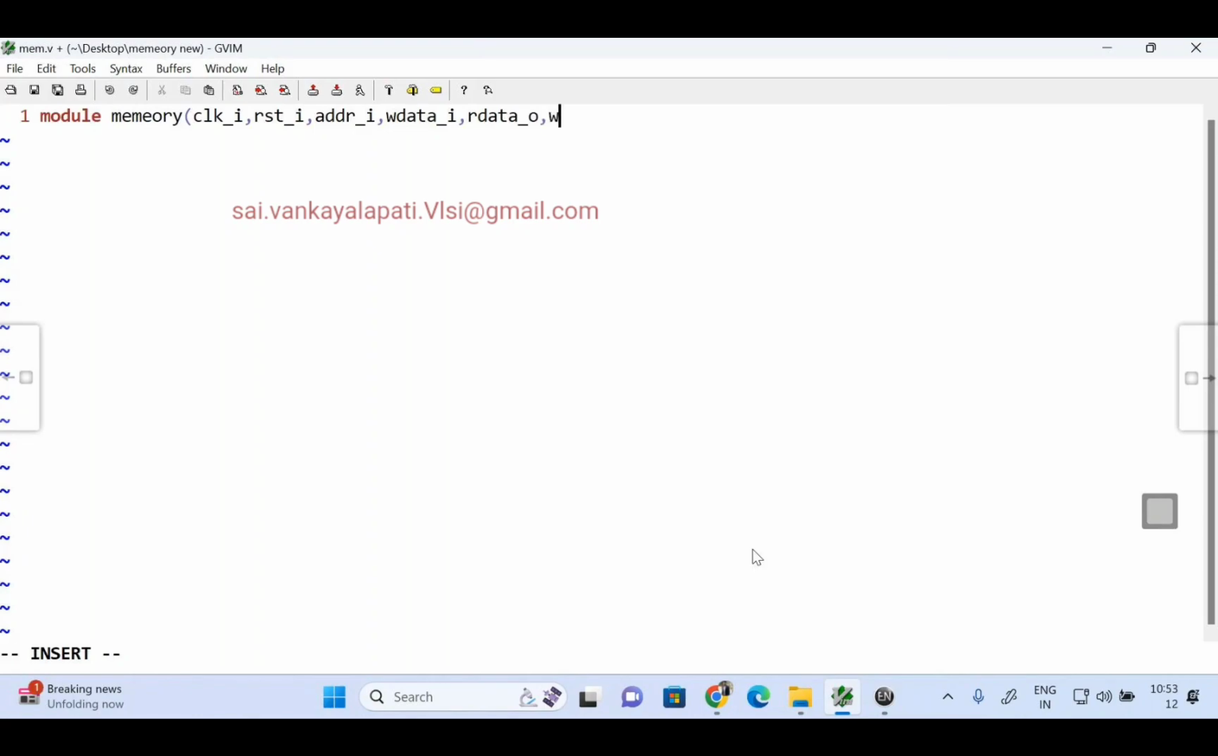Then what other inputs do I need? Read underscore write, I can take as data. Is read write data input or output? Input. Then valid is the input. Then ready is the output. Right? Ready is the output. This is the port declaration.